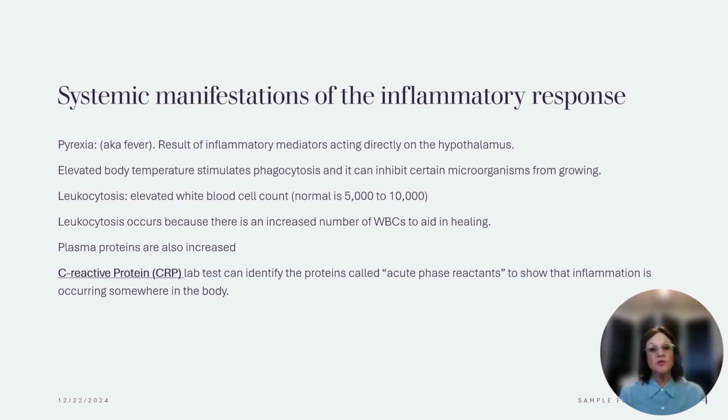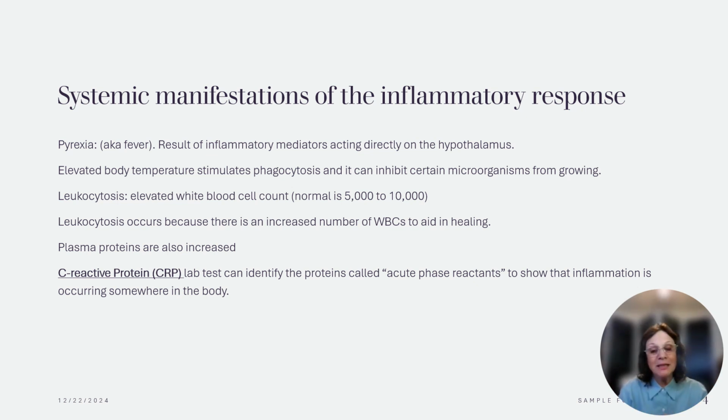Systemic manifestations. So we've been talking about so far local manifestations, or what you see at the site of injury. Now again, I give you an example of a paper cut, but that injury could be happening inside the body. It could be happening to the heart tissue or the kidney tissue, and you'll have that inflammatory process happen the same way no matter where it's happening.